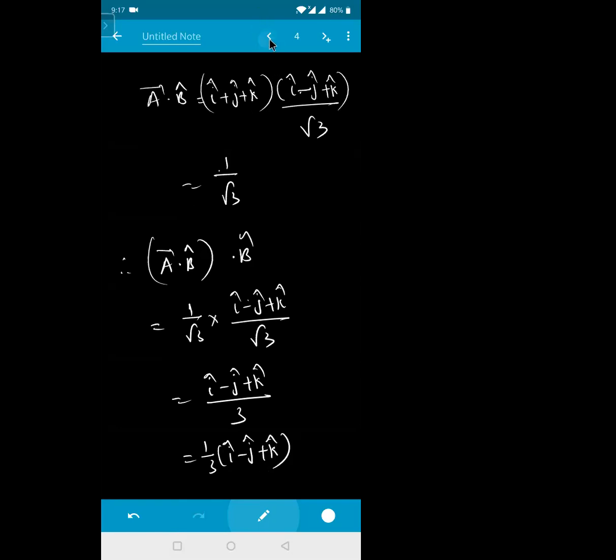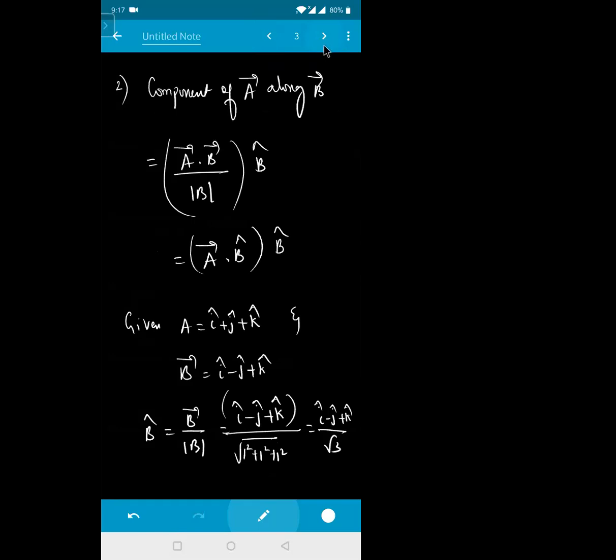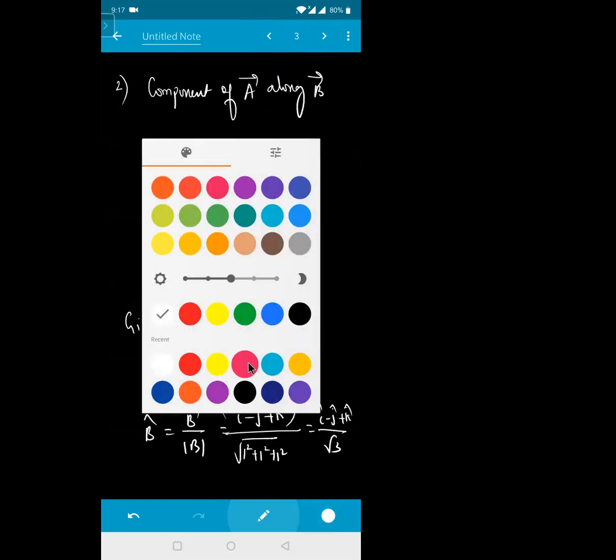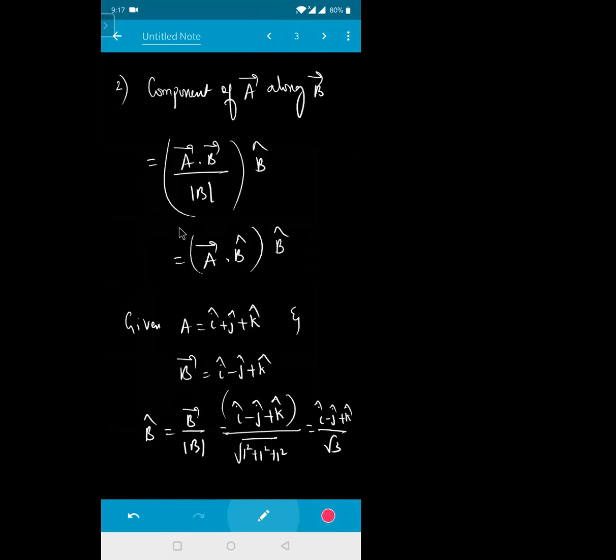Is it clear for everyone? So this is only the formula. Remaining everything is the calculation part. So this is the formula you need to use for the calculation part. Is it clear for everyone?